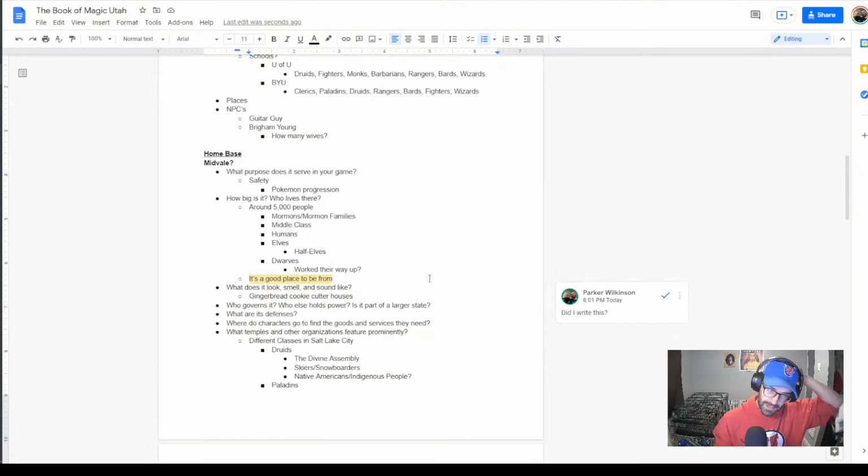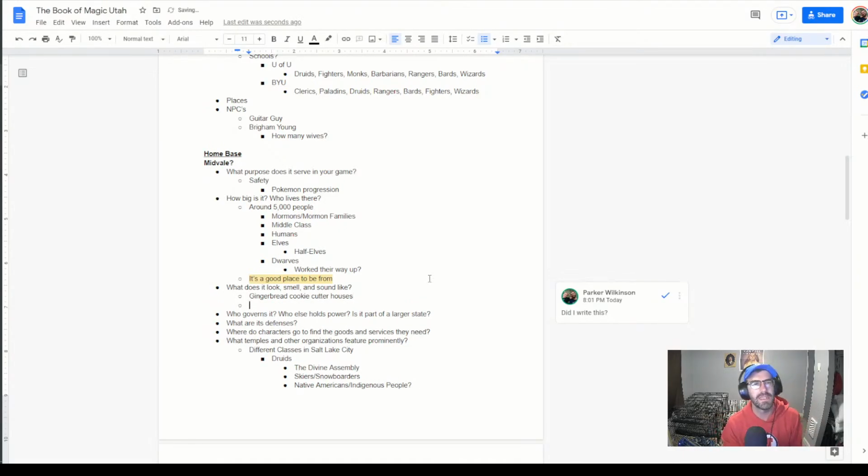Gingerbread cookie cutter houses. I really like that. Let's think. What does it smell like? So all the houses are the same. The smell, I'm trying to think what are some safe smells. When you smell something and you think it's safe, bread is probably pretty good. Maybe they're not gingerbread houses. Maybe there's some other kind of bread. So it smells like the comfort of warm bread.